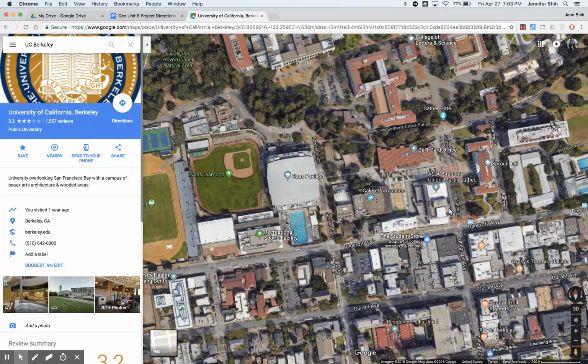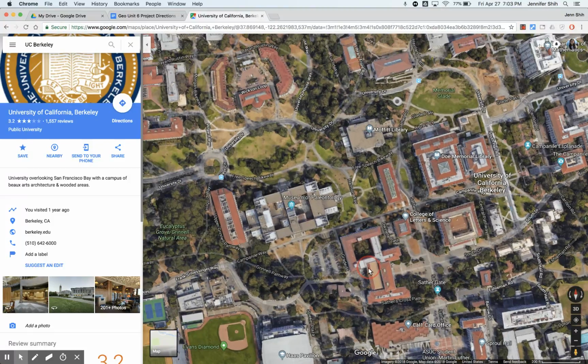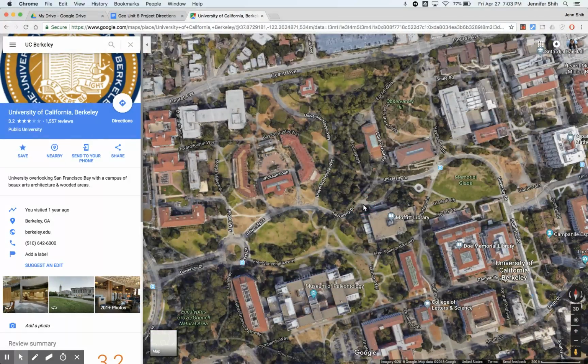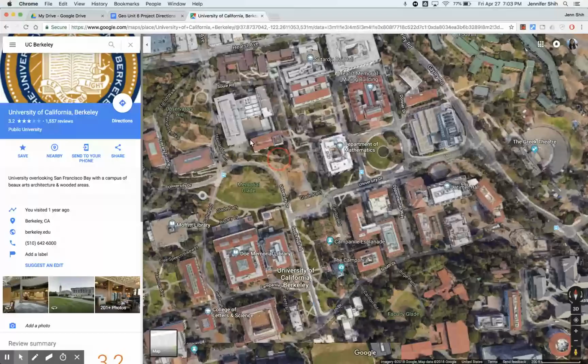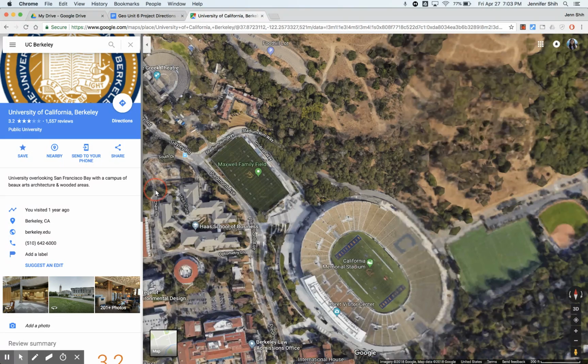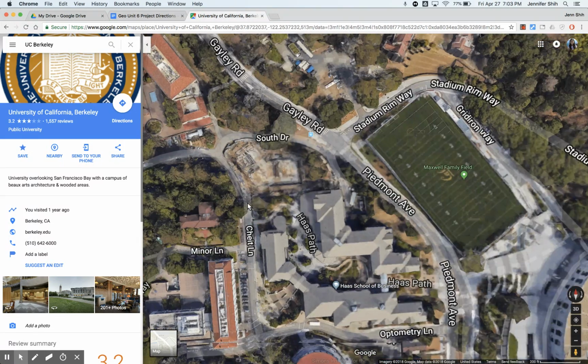And what I'm going to do is drag around my mouse and look for shapes. I'm going to look for rectangles. I'm going to look for streets. I'm going to look for squares. So let's head over to the Maxwell field. I'm going to zoom in a little bit.